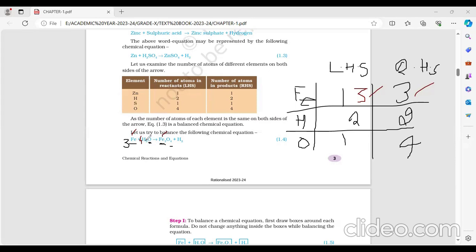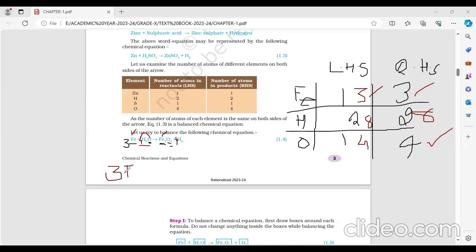Here 2 previously, but when I put 4 here, it becomes 2 into 4, 8. Now the left hand side hydrogen is 8 atoms. Now what about the right hand side? Only 2. So how many do you need? 6 we need, right? Actually I'll keep 4 here. Now you check. 2 4s are 8. Now is it balanced or not? Yes, it is balanced. Now come to the oxygen. Now on the left side, 4 oxygen. Now what about the right hand side? Oxygen, 4. Now is it balanced or not? Yes.